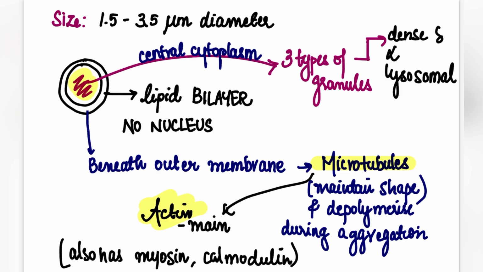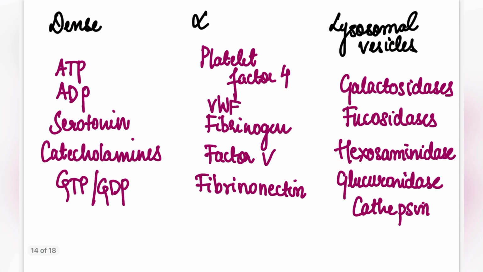Coming to the central cytoplasm, it contains three types of granules. The first one is dense granules, which is delta, followed by alpha granules and lysosomal granules. We'll learn a few components of these granules. I think this is an important topic, and I've taken the important substances from each of these granules. Coming to the dense granules, what do they have? They secrete ATP, ADP, serotonin, catecholamines, and GTP, GDP. You can remember ATP, ADP together and GTP, GDP together, followed by serotonin and catecholamines.